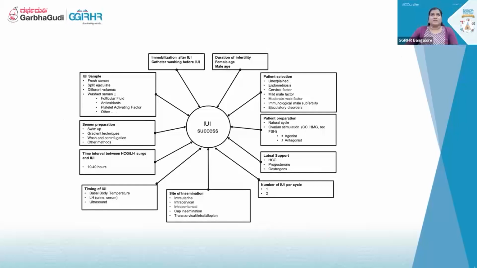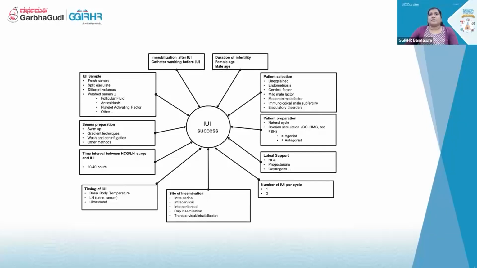See, this is the IUI success. Patient selection is the first and most important determinant of an IUI success. Then next, the factors which we have to consider while selecting the patient are: what is the type of infertility? What are the male factors and female factors in the infertility?